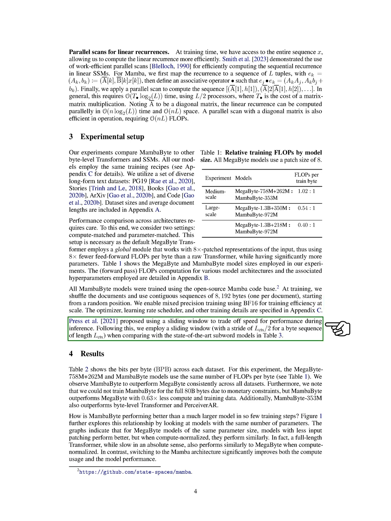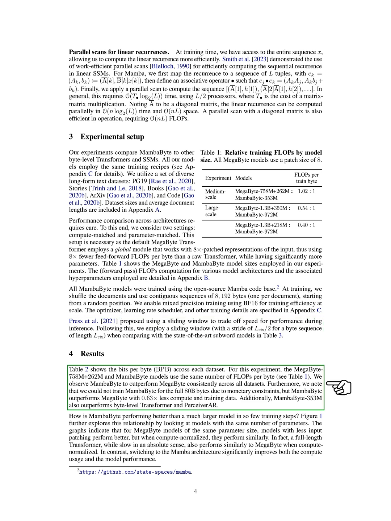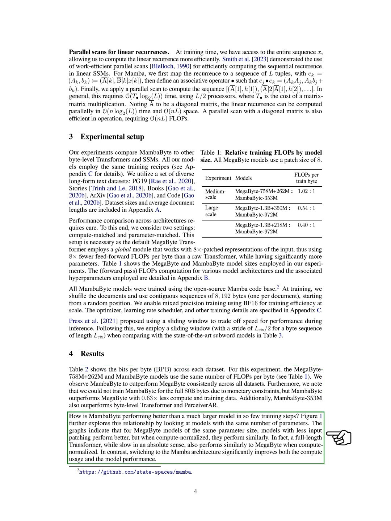We also use a sliding window to trade off speed for performance during inference. When comparing with state-of-the-art subword models, we use a sliding window with a stride of half the byte sequence length. Our results show that MambaByte consistently outperforms Megabyte across all datasets. We also found that MambaByte performs better than a much larger model in fewer training steps.